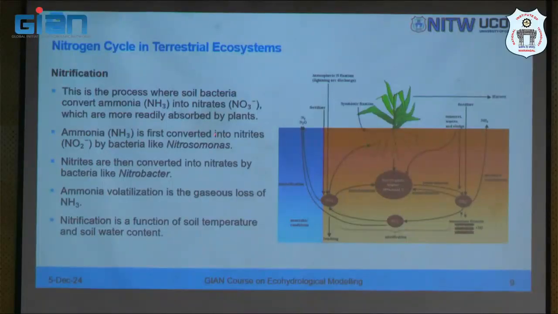First, ammonia is converted into nitrites by a bacterium, Nitrosomonas. These nitrites are then converted to nitrates. So it goes from NH3 to NO2 minus, and then it goes to NO3 minus, right, by what we call Nitrobacter. Now in this process, some volatilization occurs, that is, the ammonia in the soil becomes gaseous and some of it is lost. That is your NH3, ammonia volatilization, some of it is lost to the atmosphere, right?